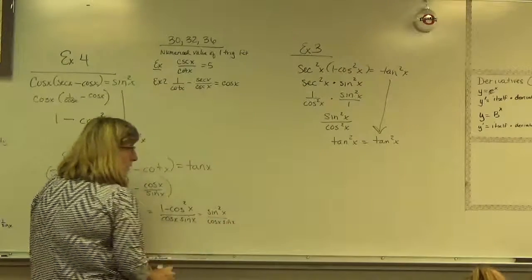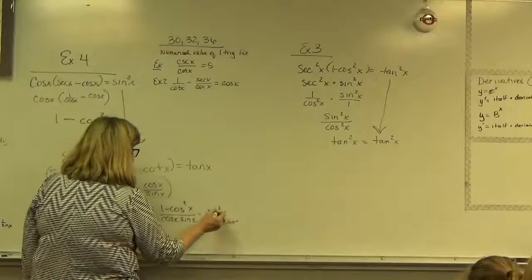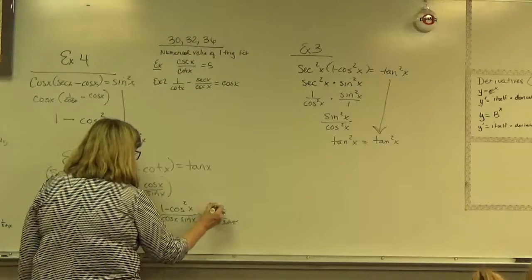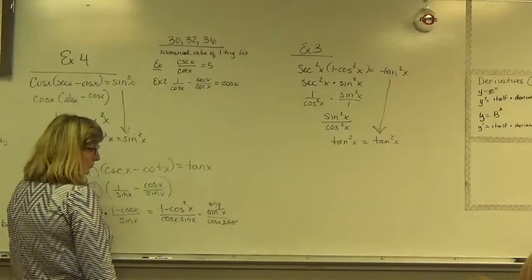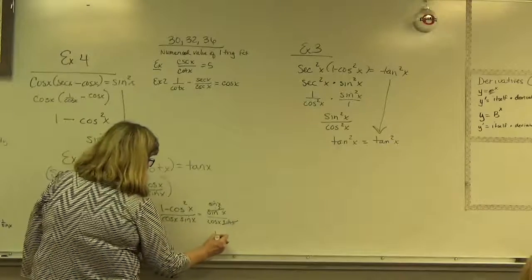And then one of the sines would cancel. One of the sines is going to cancel the one on top, and that's sine over cosine, which is tangent.